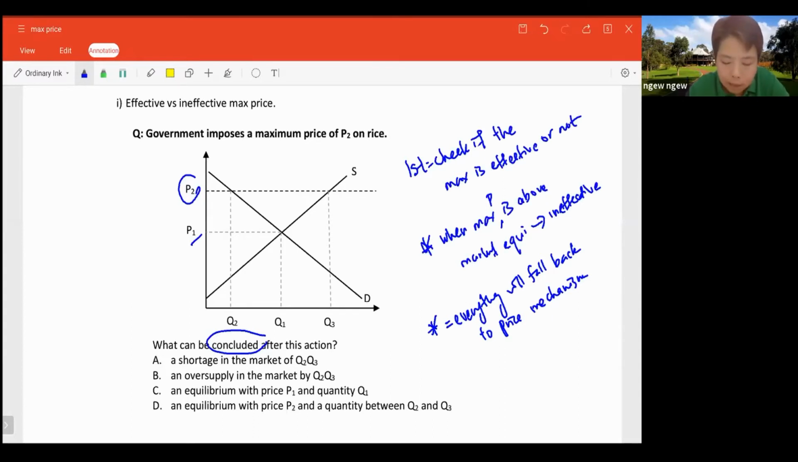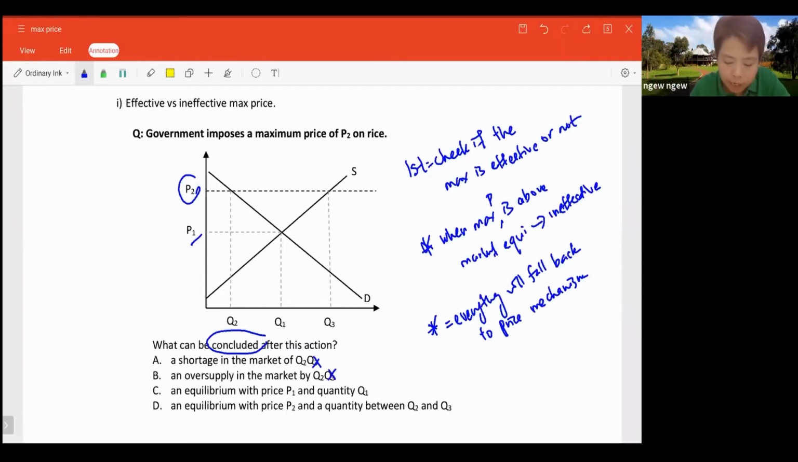A, a shortage in the market of Q2, Q3? No, because shortage only happens when your maximum price is effective. B, an oversupply in the market by Q2, Q3. Again, when the maximum price is not effective, basically they won't result in any side effect or consequences.